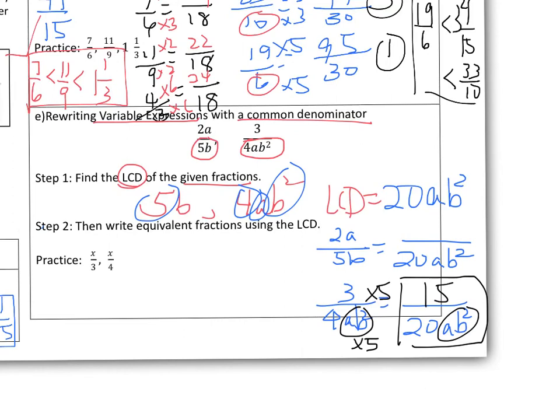And let's take a look at this one. 5 times what number gives me 20? 4. Okay, and I'm missing a what? I'm missing an a. And I only have one b here, just 2, so I need another one. So I need to multiply the numerator by 4ab as well. So it's 8a squared b. And this will be my other answer. And this concludes our lesson for 4.5. 4.4. Just kidding.